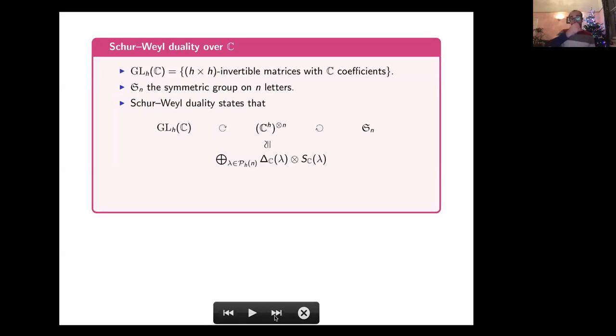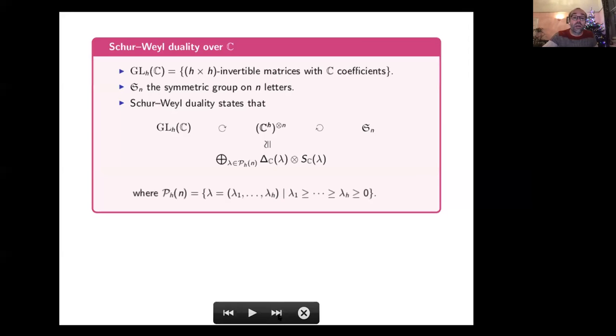Now, what Schur-Weyl duality says, amongst other things, is that this representation, this bimodule tensor space, decomposes as a direct sum of simple bimodules, where on one side you're seeing a representation for GL_h indexed by this partition lambda, and on the other side you're seeing a simple Specht module over C for the symmetric group, again indexed by lambda. And then what is this indexing set which we've summed over in the background?